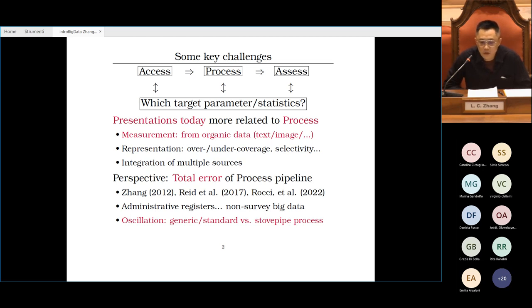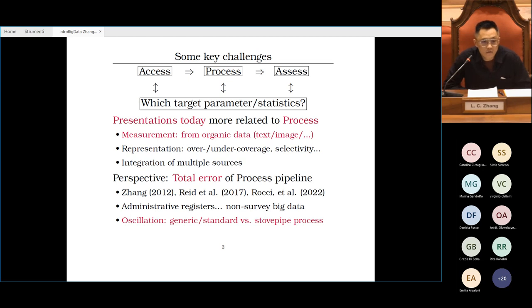In terms of the quality perspective, or how you arrange things from a total design perspective, the total error concept, I think you will be reminded of the process pipeline. I have some references. Originally I had admin data in mind, but you can judge for yourself whether, when you come to big data sources, this kind of total error framework is still relevant or not. Is it still something that needs to be improved?